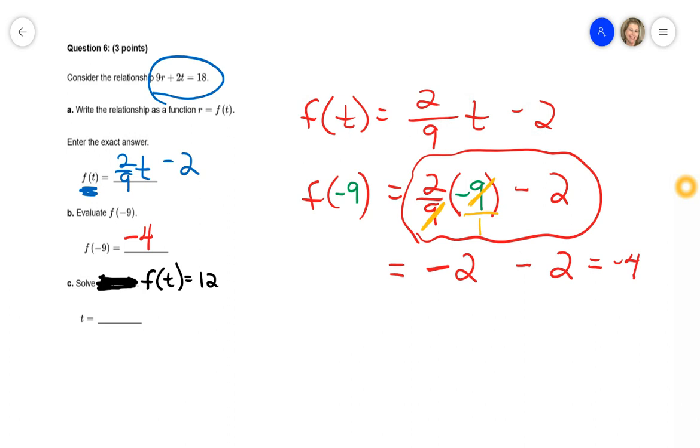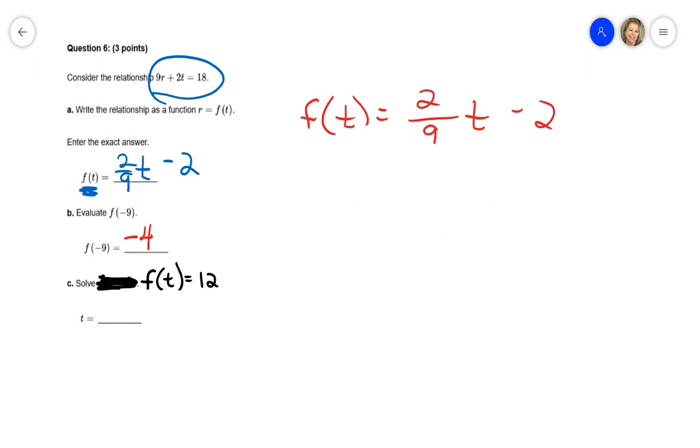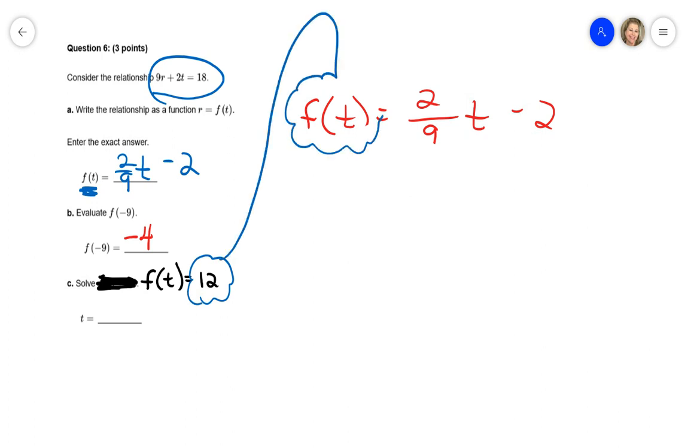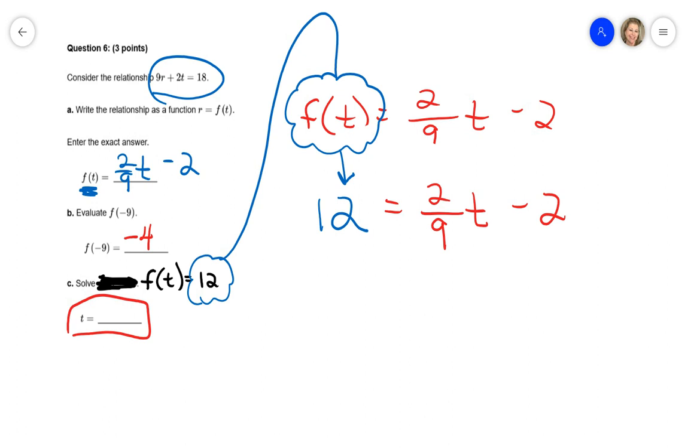Now when you get to part C, this one tells you what f of t equals. F of t equals the 12. So I'm going to take this 12 right here, and it's going to go right here in place of f of t, the whole thing. Take out the f of t and put a 12 right there. And then you have to solve for t, because it does say right here t is equal to what?